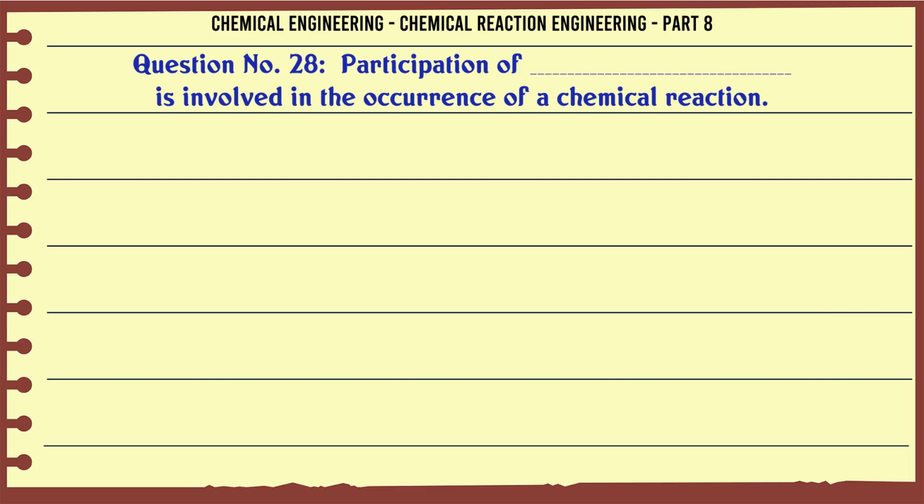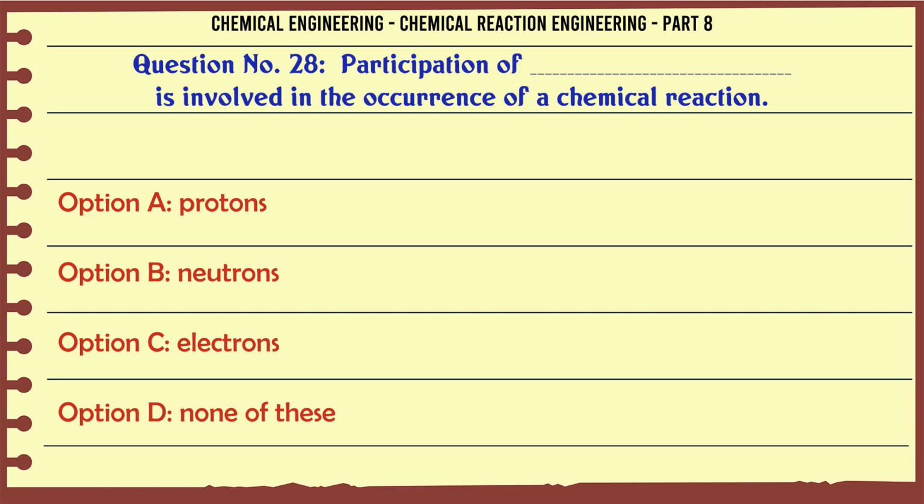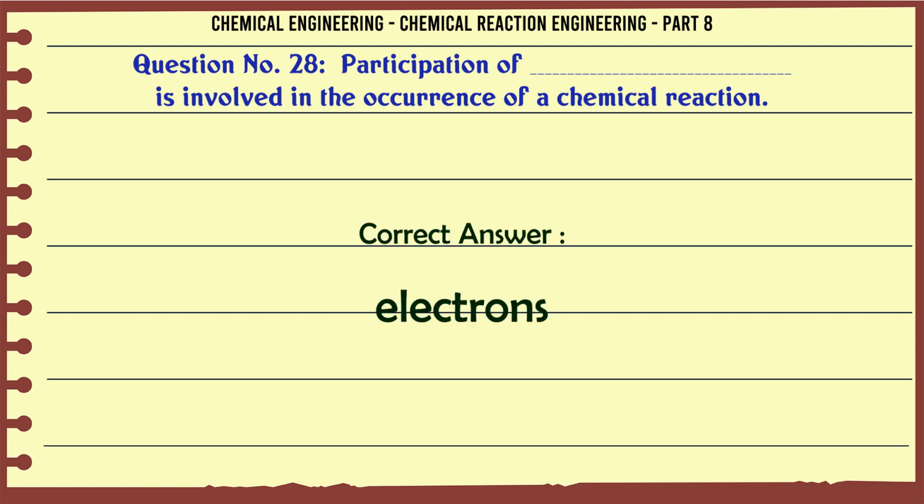Participation of is involved in the occurrence of a chemical reaction. A. Protons. B. Neutrons. C. Electrons. D. None of these. The correct answer is electrons.